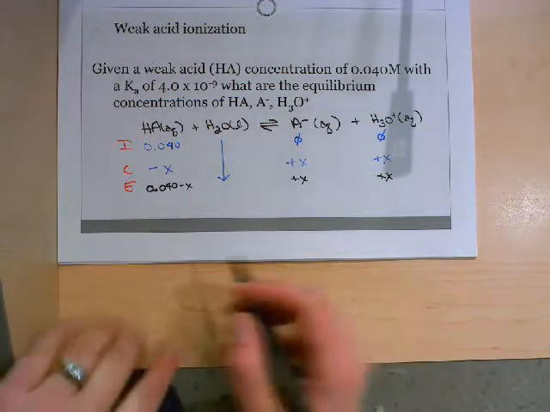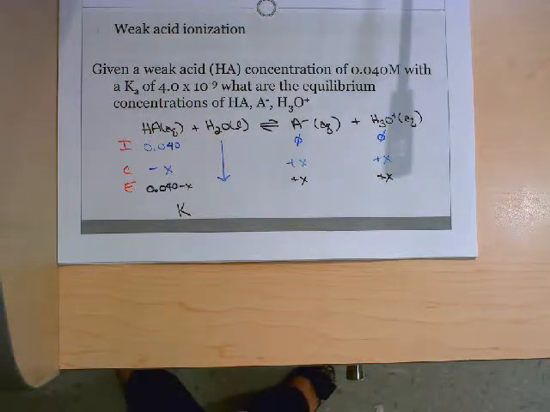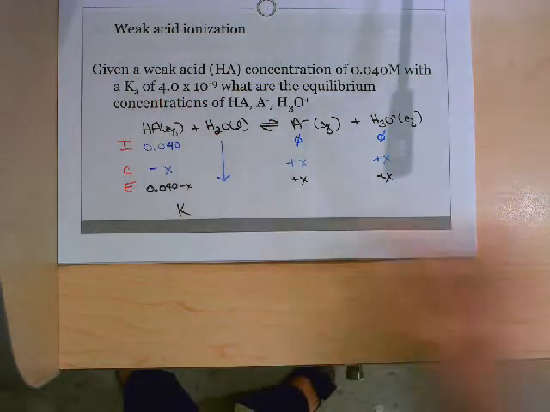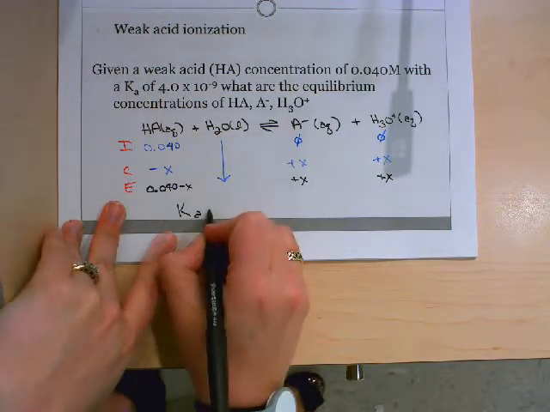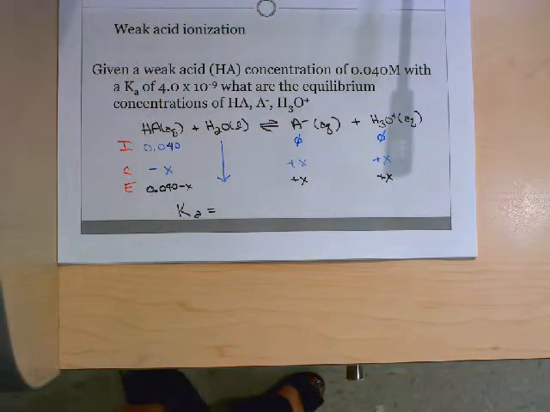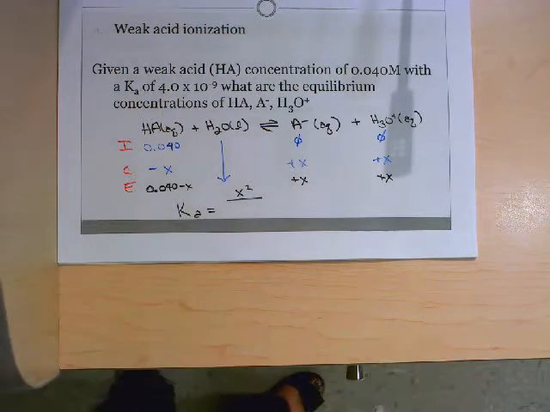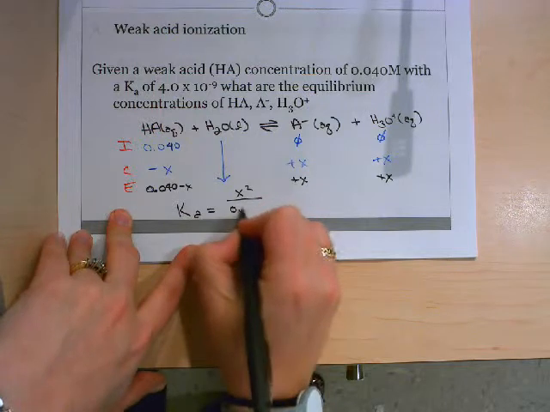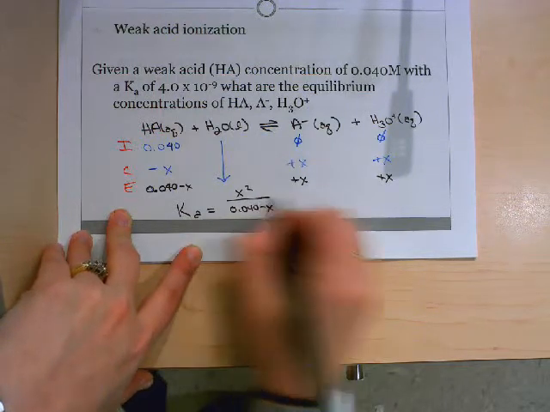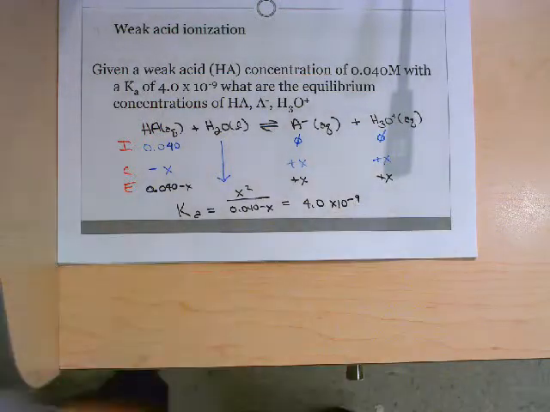Alright, so is this a Ka or a Kb? Ka. One, they gave it to you. Two, it's an acid. So Ka equals, what should I put in my numerator? X squared. What goes in the denominator? Right, the reactant, 0.040 minus X. That equals 4.0 times 10 to the negative 9th.